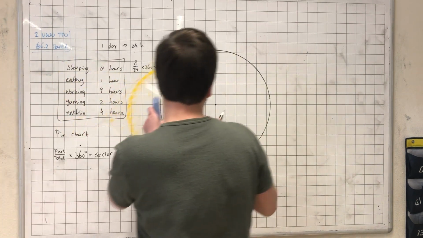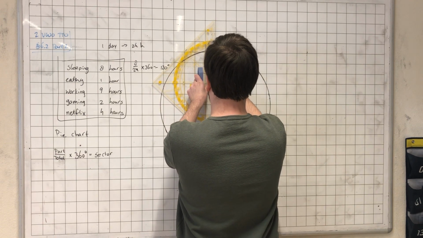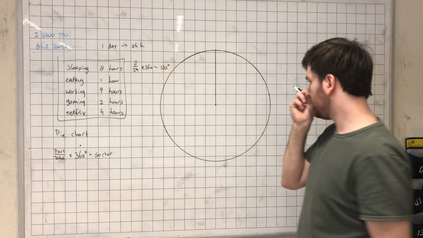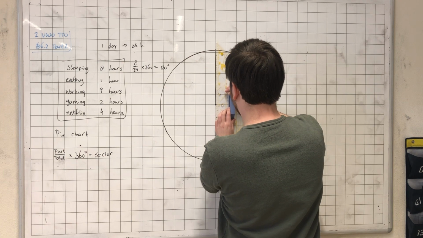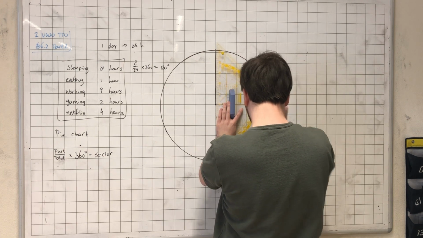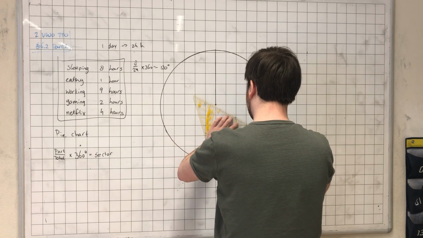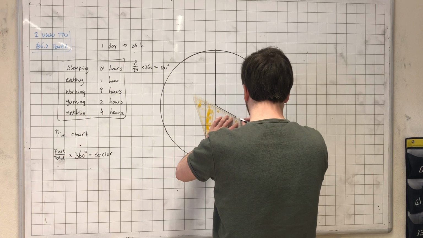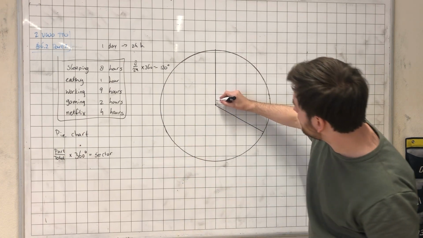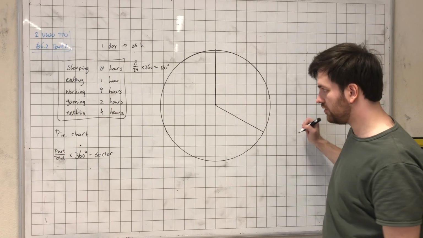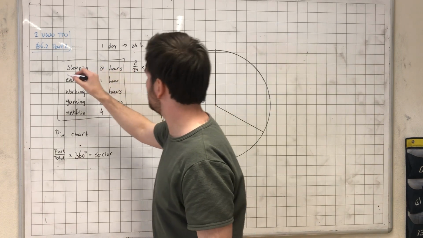So we're going to start with a line straight up. It's usually the easiest way to start. That's the first line. And then we're going to make sure that's going to be a 120 degree angle. So look at this line. This angle over here is 120 degrees. Okay, so that's sleeping, finished.